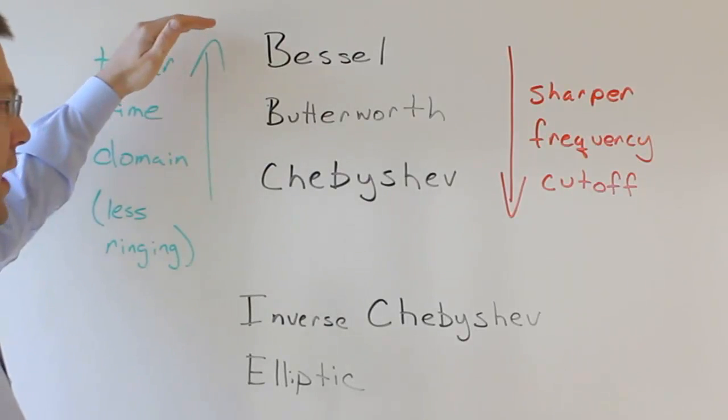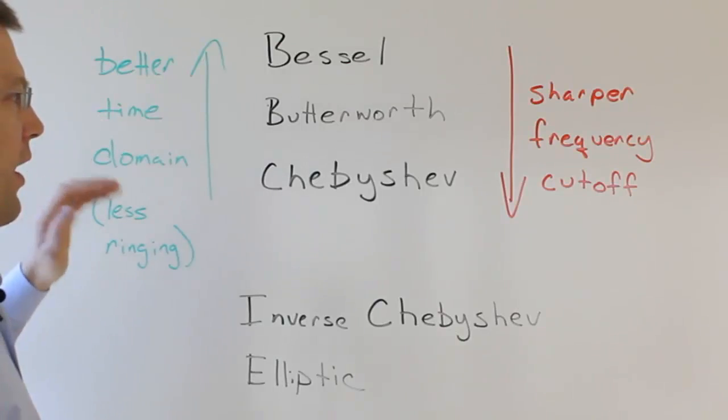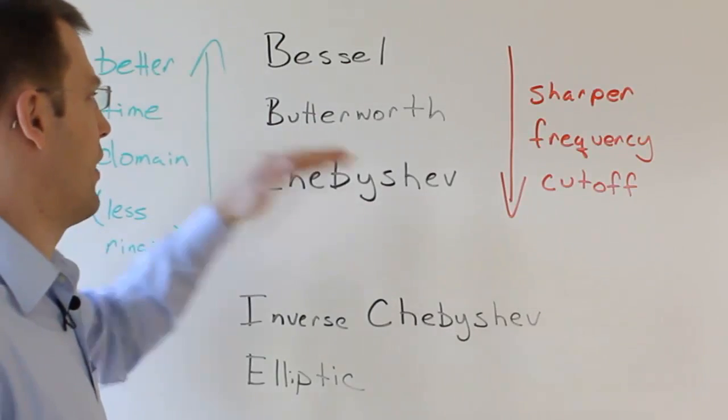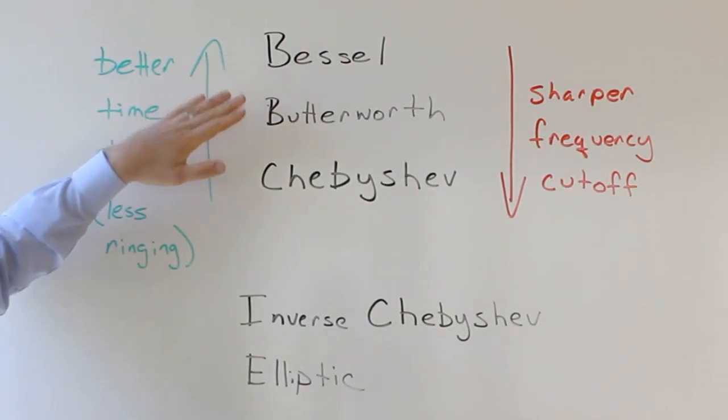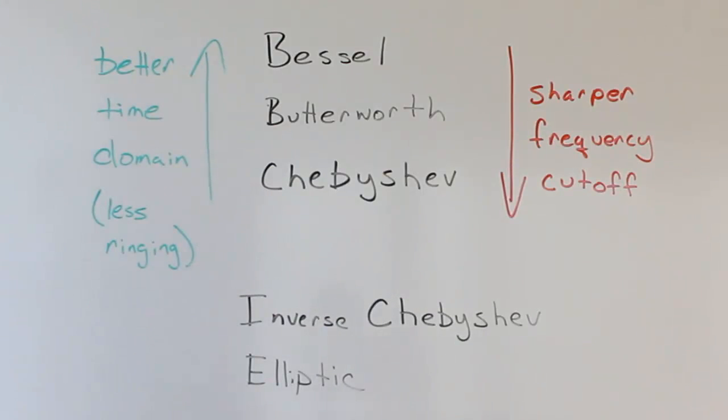And as you move down this continuum, you have a trade-off between a sharper frequency cutoff as you go down, but your time domain performance gets worse. And I think the best way to see this is by using a computer program.